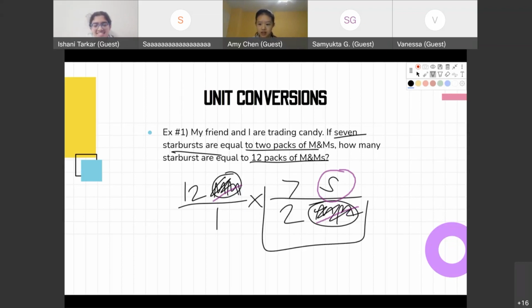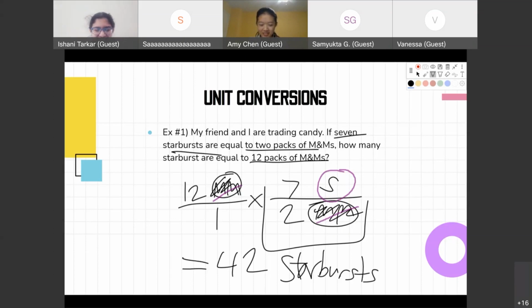And did I say Starbucks? I hope I didn't. That is equal to 42 Starbursts. You can tell that I don't really have a clear distinction between them in my brain, so sorry about that. So 42 Starbursts is how many are equal to 12 packs of M&Ms.